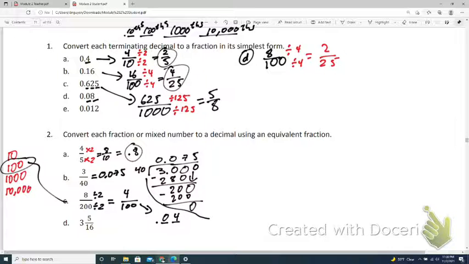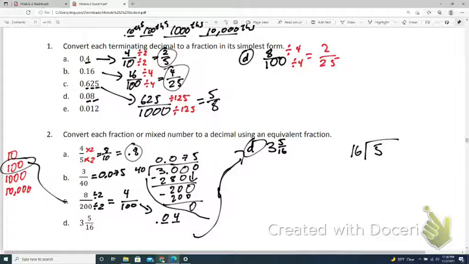All right, I'm going to do question D all the way up here. Right here, the 3, that's the whole number. You can worry about that after. Let's just focus on the 5 over 16. The 16 is going to be hard to turn into a 10, 100, 1,000, or 10,000. So I'm going to have to do long division once again. The numerator, the top number, goes inside. The bottom number goes outside. This part is a little complicated. You might need to use a calculator a little bit for that.